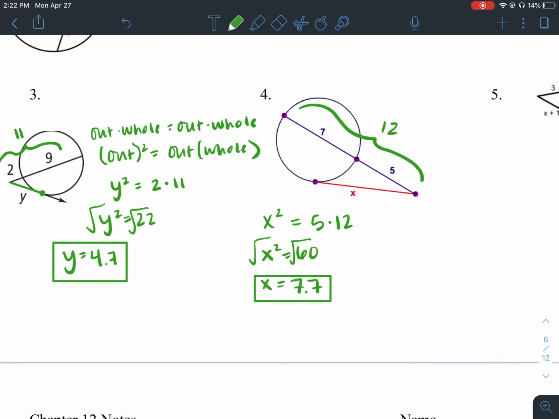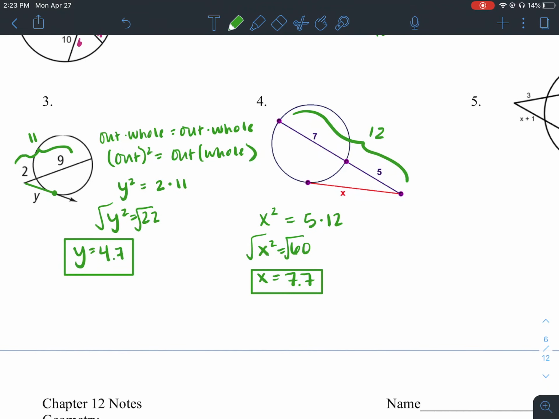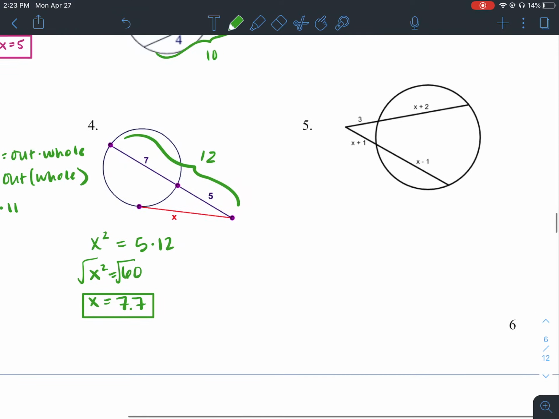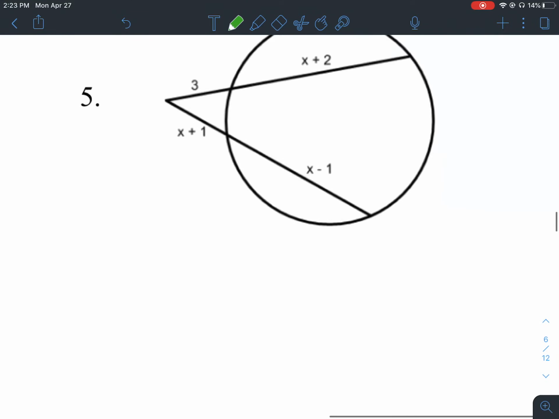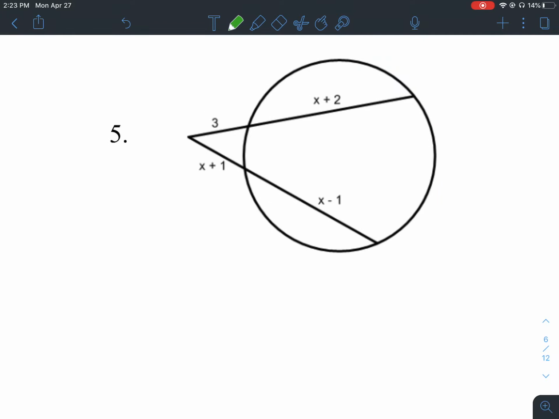All right, so far fairly straightforward. So far, if I go and I check, yes, those are both positive values. Yes, my distances are okay. Number 5 is a little bit more complicated. Number 5 is that middle picture.